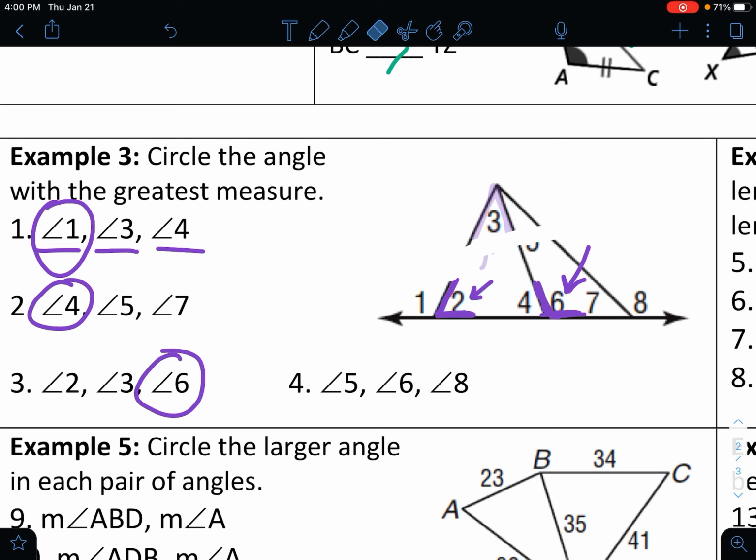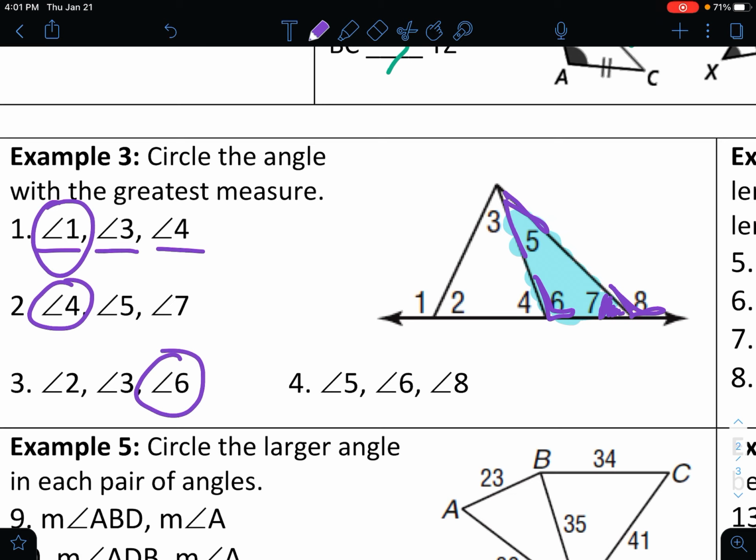All right, last one, last call. Angle 5, angle 6, and angle 8. This one should be easier for you to tell, but 5 and 6 are definitely inside. They're remote interior, and they're called remote because they're separate from angle 8.